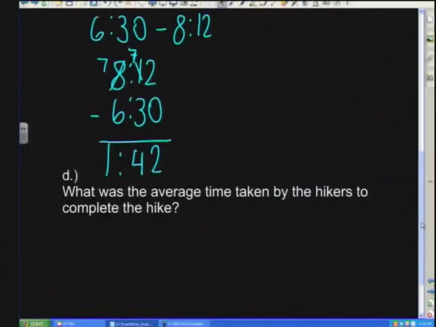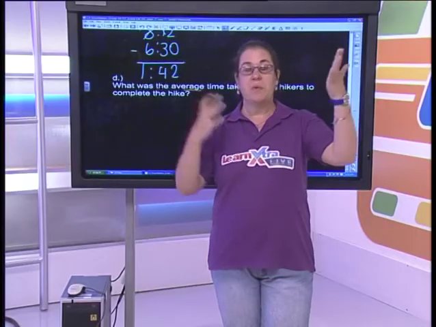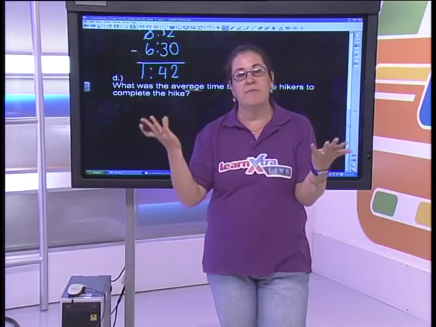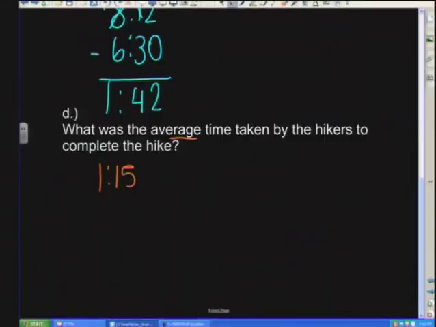Now the question is, what was the average time taken by the hikers to complete the hike? So when we work out an average, we need to add them all up and divide by the 3 hikers. And it's so important how everything in maths kind of intermingles itself. So we're busy with time, and all of a sudden we get an average question. So our first hiker was 1 hour 15, our second was 1 hour 27, and our third was 1 hour 42. So we're going to add those all up.